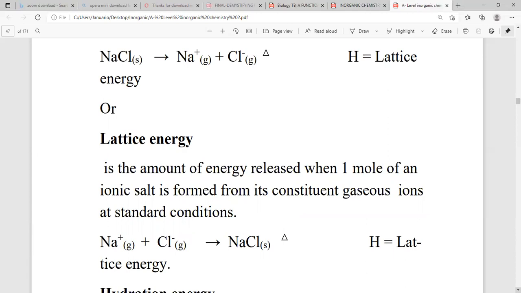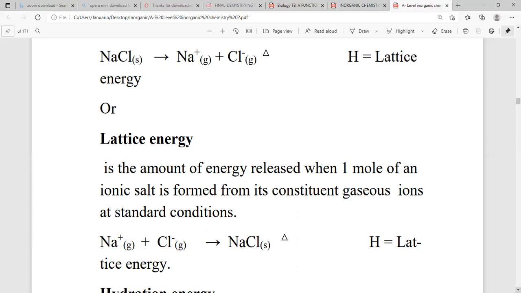Now, another way we can define lattice energy is as the amount of energy released when 1 mole of an ionic salt is formed from its constituent gaseous ions at standard conditions. Here, the ionic salt is getting formed: sodium ion in the gaseous state plus chloride ion in the gaseous state gives us sodium chloride in the solid state. And the H is lattice energy.